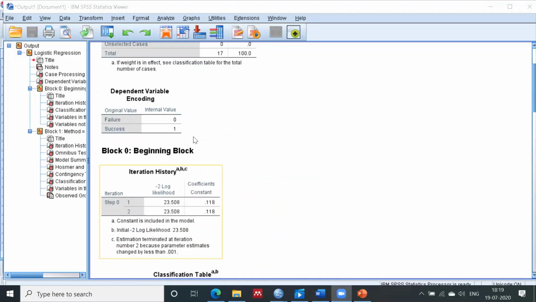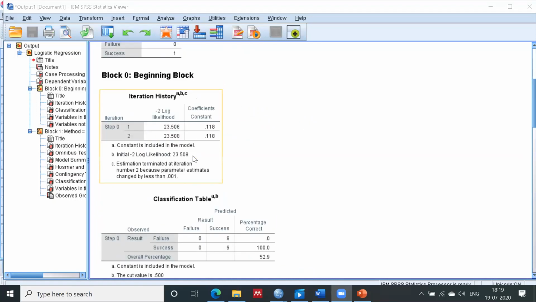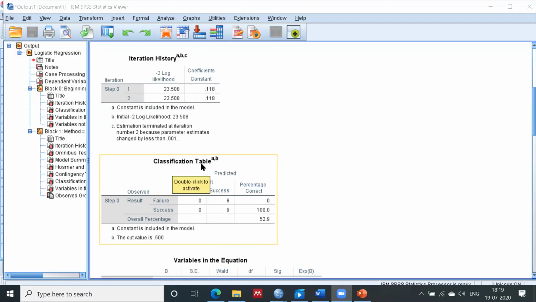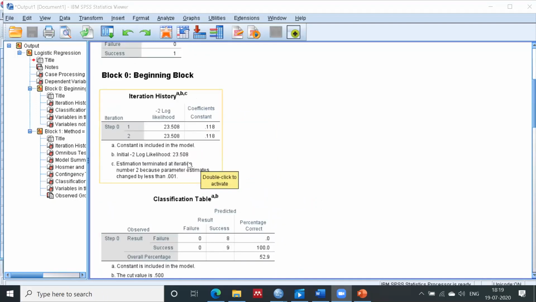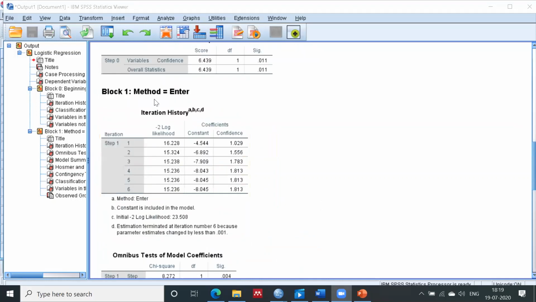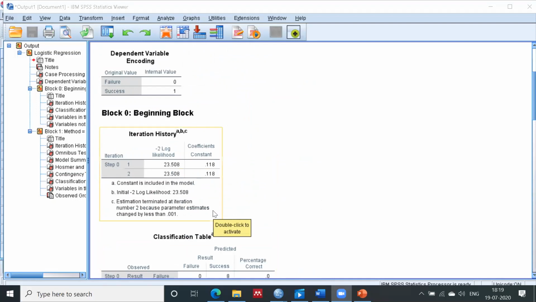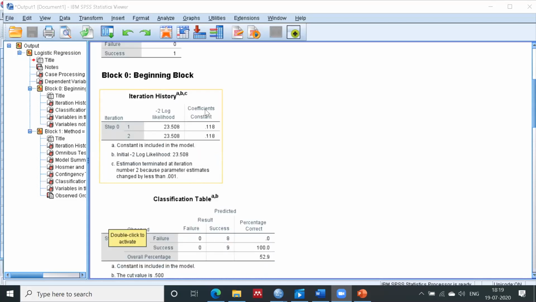So first understand the beginning block. The beginning block is interpreted in the form of a statement only. There is no regression in this block. You just get the result in statement form. But in the second block, you will get the result in regression form. Now, in this block, you will see the iteration history. Iteration history is 23.508. Now, this is again significant.